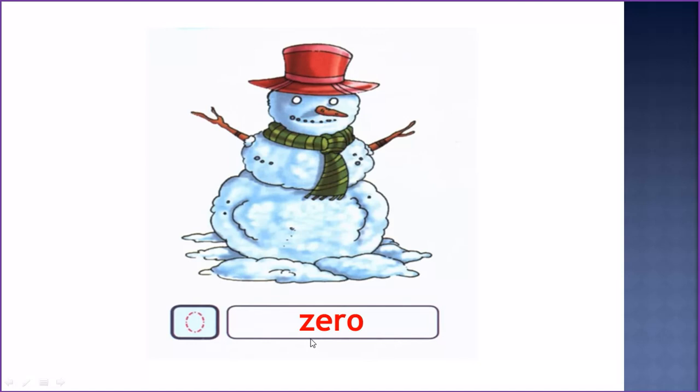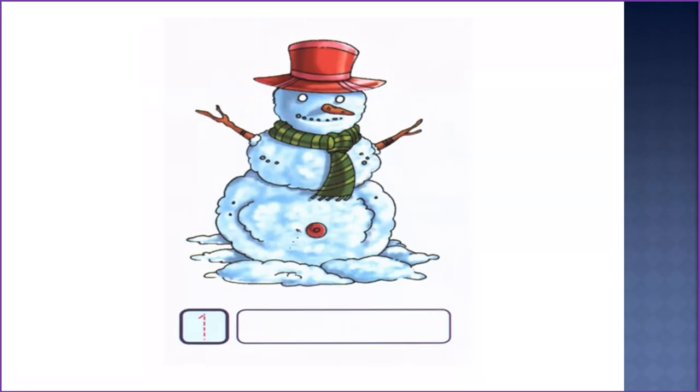Okay. Now comes the next snowman. Yes. In this snowman, you can see this button. Okay. And how many buttons? Only one button. Okay. Trace this one and write here one. O-N-E, 1. O-N-E, 1. Yes.